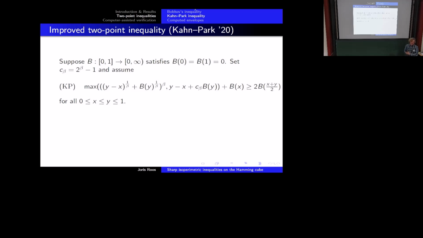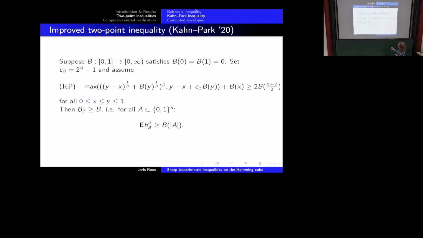So Kahn and Park came up with a new inductive argument, the upshot of which can be formulated like this, where you have another two-point inequality. This is like the inequality from before by Bobkov, but it's a bit more complicated, mainly by introducing this new term here in the max, right? If you drop this term, then it's exactly the Bobkov style two-point inequality. But we're making this a bit harder to satisfy by introducing this other term here.